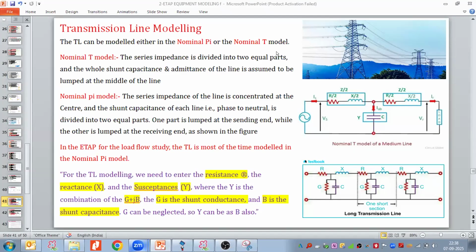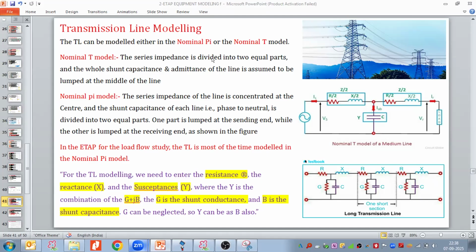These are the two options we have, and this is basic electrical engineering as we studied in college: the nominal pi and nominal T model. In the nominal T model, this is the series impedance. So in the transmission line we have series impedance, right? And then shunt capacitance.